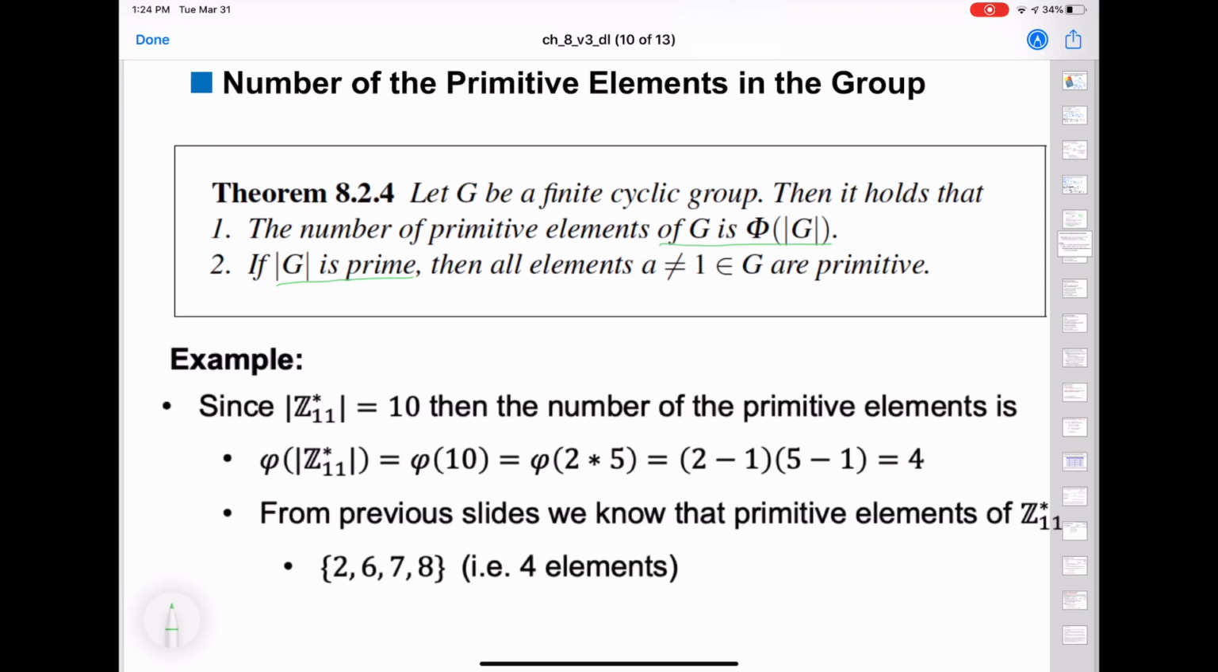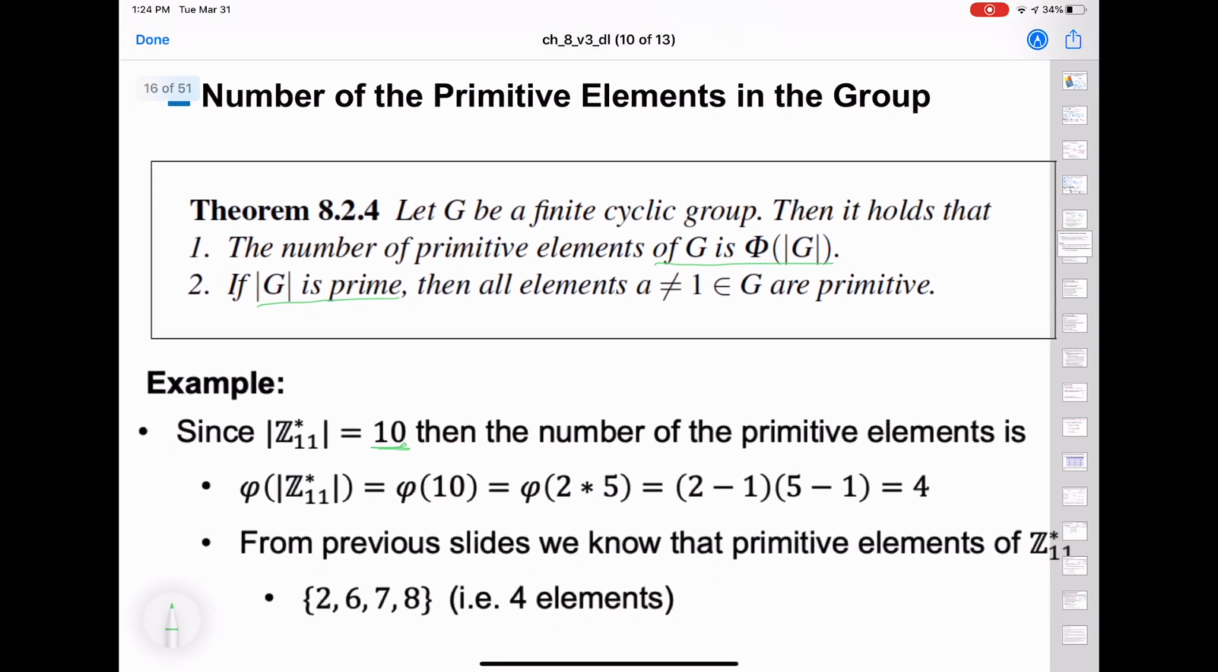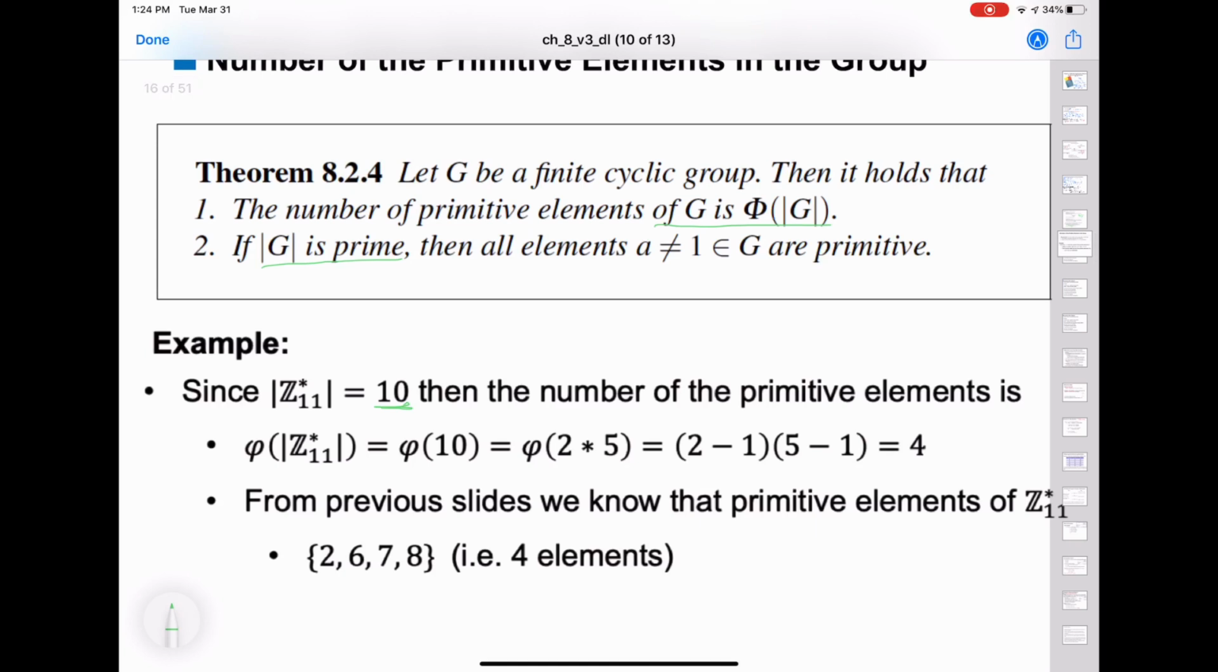For example, Z11 star has 10 elements. How many primitive elements does it have? If you check it, we found 4 of them. But this is too hard to do that way. I can easily use the theorem. I'm going to do phi of the order of the group. It's going to be phi of 10, and I'm going to calculate that.